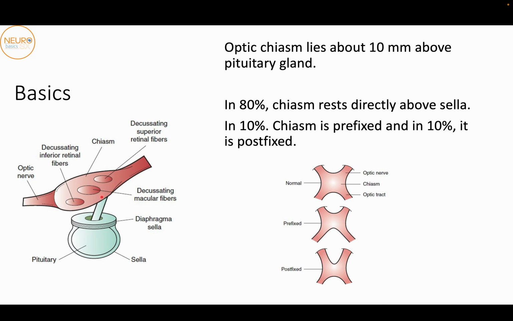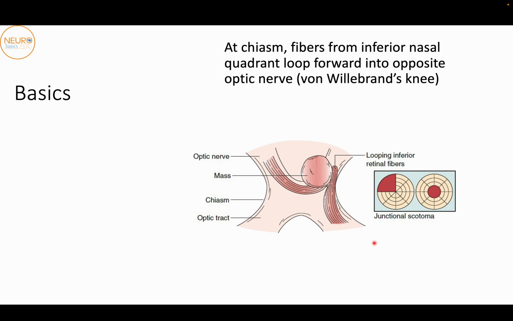In 10%, it actually might lie quite anteriorly, and the optic nerves could be quite short, and the optic tracts could be quite long. So that is called a prefixed chiasm. And in 10%, it might lie more posteriorly. In that case, the intracranial optic nerves will be quite long, and the optic tract will be a little bit shorter. Whether a chiasm is prefixed or postfixed is actually quite important when we're trying to figure out different visual field defects that can be caused by a lesion in that area.